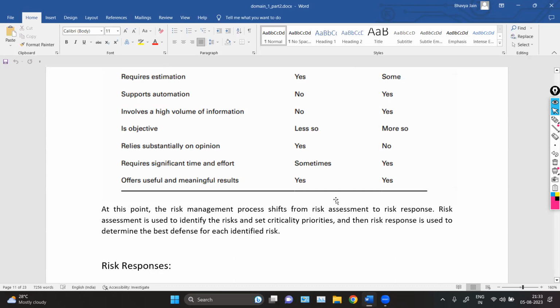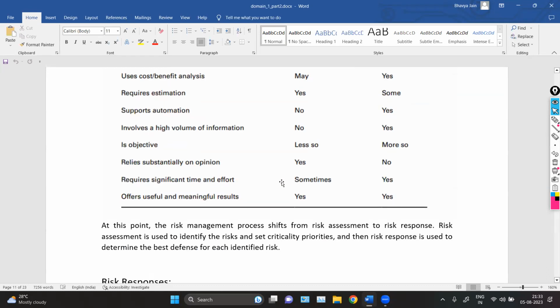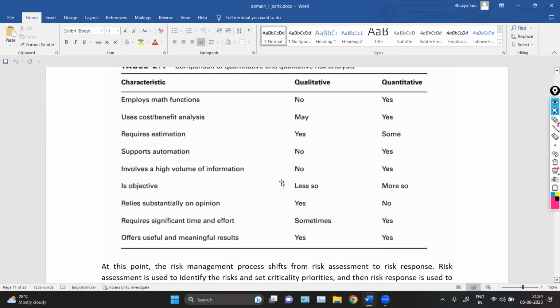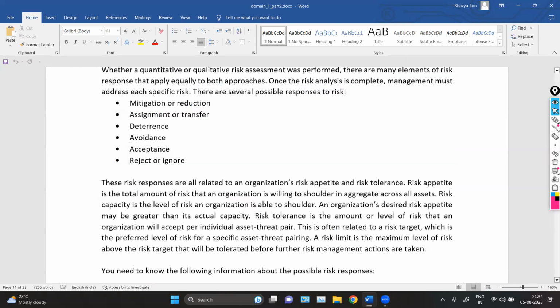So it depends on your organization. It varies from organization to organization. In some organizations, the qualitative approach is more valuable, meaningful or insightful than the quantitative. And in some organizations, quantitative is more insightful than qualitative. So it depends.